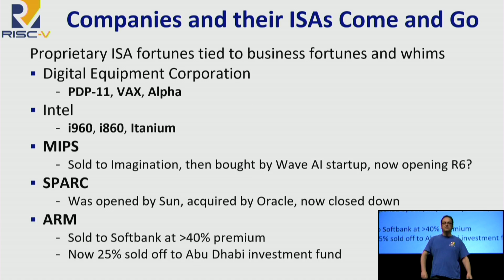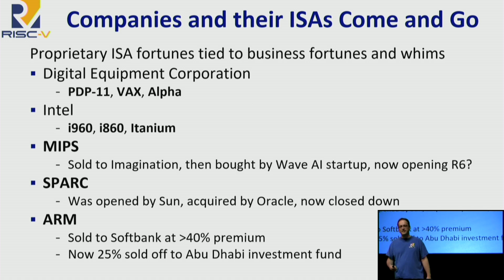ARM is obviously a big, powerful, popular ISA in the industry, but there were some shockwaves in the industry when they were acquired by SoftBank and taken private for a large premium. So now a lot of people are wondering what's going to happen with the ARM relationships given this investment by this big company. Right?